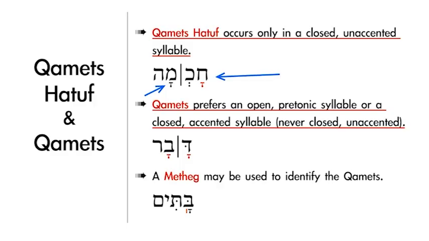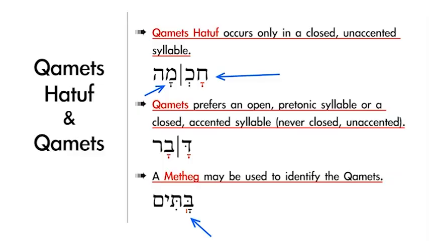Thankfully, there's this mark called the metheg that may be used to identify the kametz. It is a small vertical stroke that appears to the left of the symbol. Whenever you have this small vertical stroke to the left of the symbol, it will identify the kametz or long A vowel. It's like its own syllable divider. It's helping you to syllabify a word. So watch out for that little mark. It's the metheg, and it identifies the kametz.